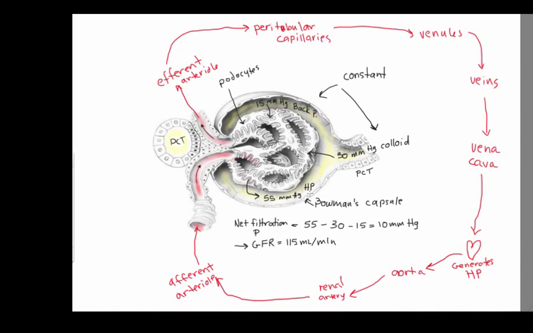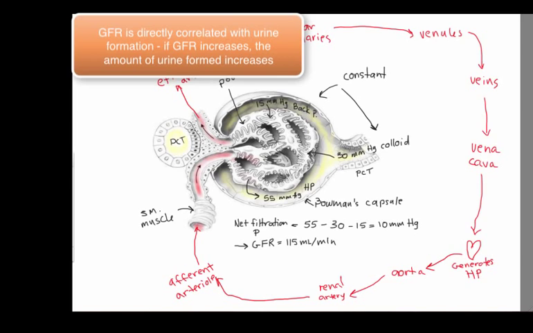So the only thing that can change then is the hydrostatic pressure, and that is determined by the state of contraction of this afferent arteriole. Notice it has some smooth muscle on it. And the smooth muscle can contract to reduce the amount of blood that enters this glomerular capillary, and so that will reduce the glomerular filtration rate by reducing the hydrostatic pressure. Or if this muscle relaxes, it will let more blood in, and you will have higher pressure in this small space, and you will squeeze more fluid out.